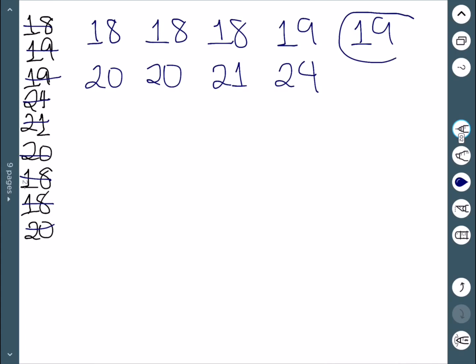Therefore, our median is going to be 19. And this happens because we can see that there are 4 data values below that 19 and 4 above. So this one has a median of 19.